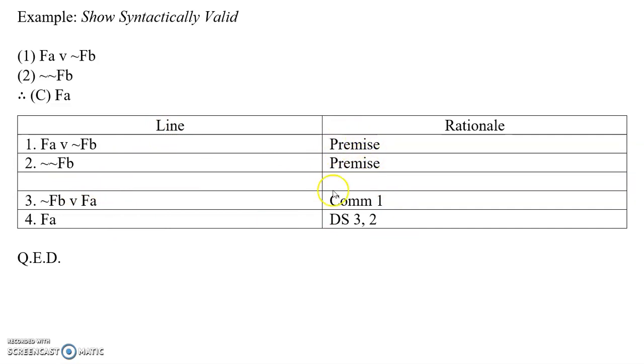Each line is a premise or follows from one or more previous lines by one of our syntactic rules, and the last line is the conclusion. So this is indeed a syntactically valid argument, and this syntactic deduction proves that it is a syntactically valid argument.